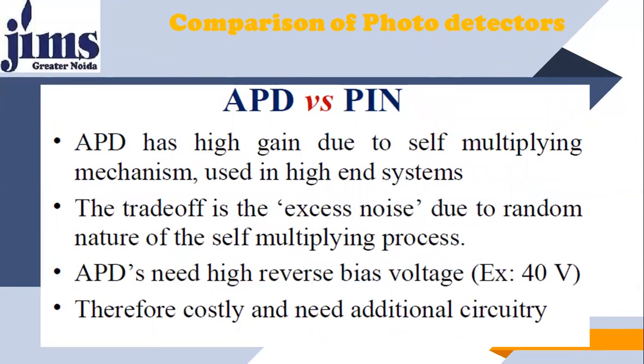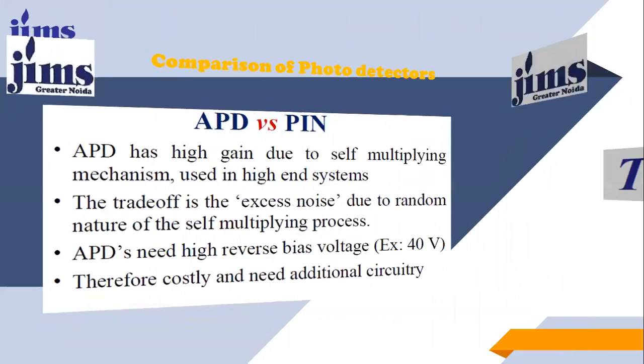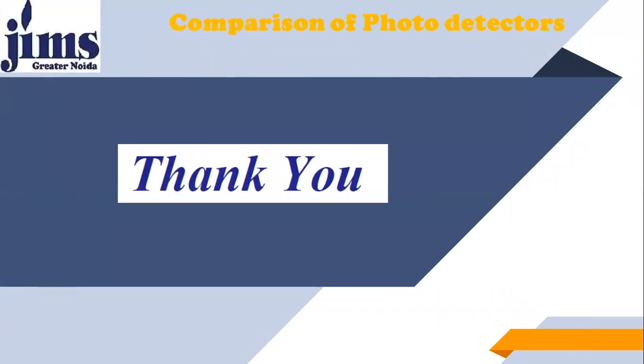The APD has a high gain due to the self-multiplying mechanism used in high-end systems, and the trade-off is excess noise due to the random nature of the self-multiplying process. APDs need a high reverse bias voltage, sometimes more than 40 volts and sometimes nearly 100 volts. Therefore, they are costly and need additional circuitry. That's all. Thank you very much.